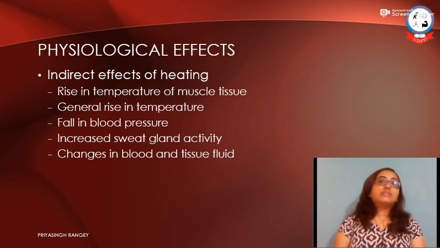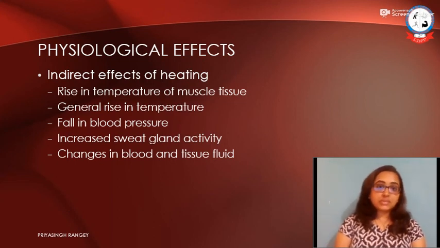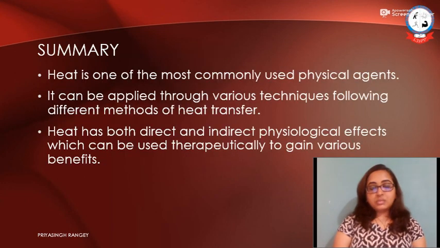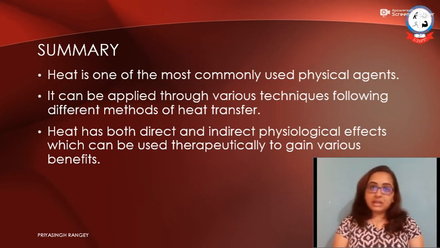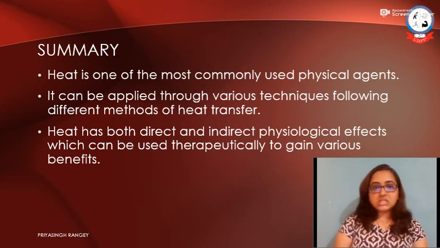So these are the 5 indirect effects of heating: rise in temperature of muscle tissue, general rise in temperature, fall in blood pressure, increased sweat gland activity, and changes in blood and tissue fluid. To summarize it all, we can say that heat is one of the most commonly used physical agents. It can be applied through various techniques following different methods of heat transfer like conduction, convection, or radiation. And heat has both direct and indirect physiological effects which can be used therapeutically to gain various benefits.